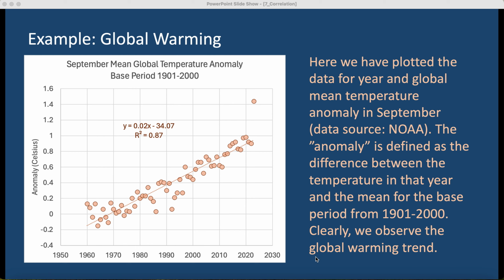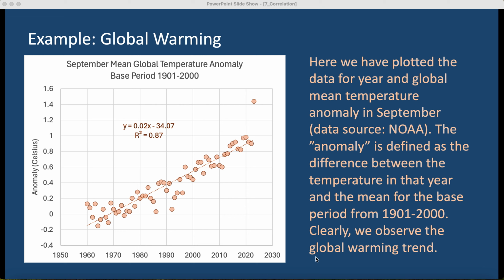In this example, we have data about global warming. So we're looking at how the global temperature has increased over time. And so we have two variables. One is time and one is temperature. At least it's related to temperature, but it's measured in a sort of strange way.